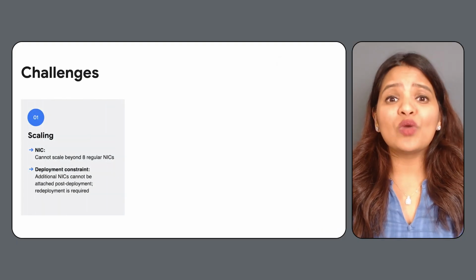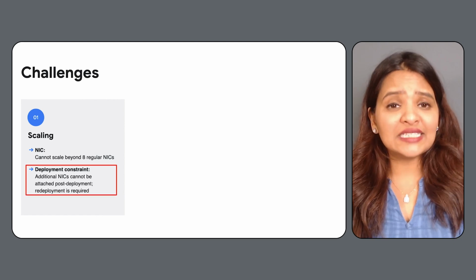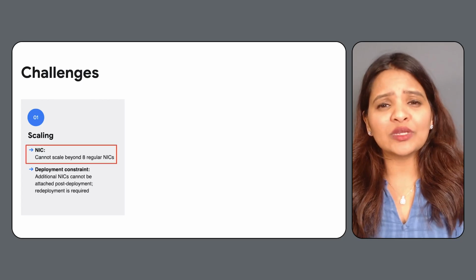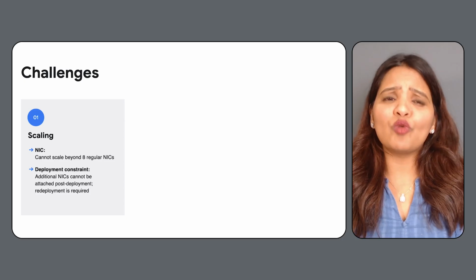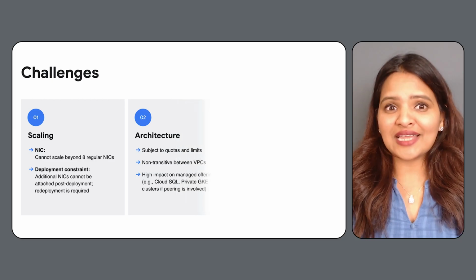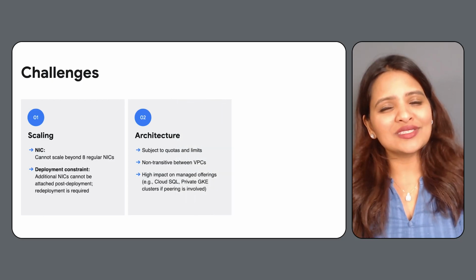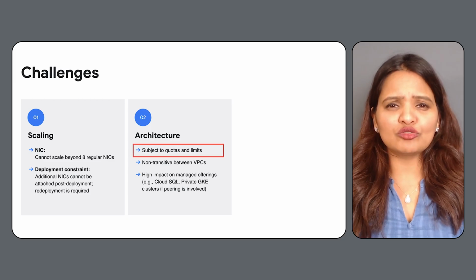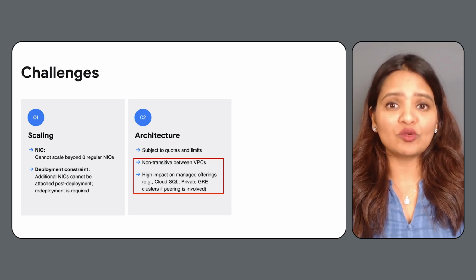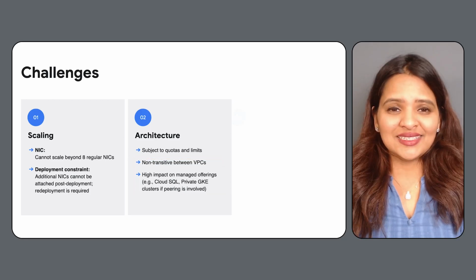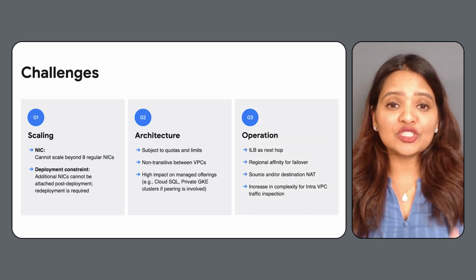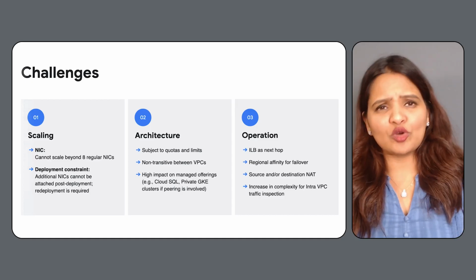In the first approach, where we relied on multi-NIC VMs, note that additional NICs cannot be added on the go. As we add VPCs to the architecture, a redeployment of the network virtual appliance is required to modify anything for the NICs. Having said that, VPC peering can be a savior here, and a static route with next hop ILB IP address works like a charm. However, this approach is subject to quotas and limits, is non-transitive, and also creates high impact on managed offerings like Cloud SQL if private service access is involved. With the additional caveats, the static routes with ILB as next hop paired with source NAT and destination NAT on the VM appliance make it an even more complex architecture.